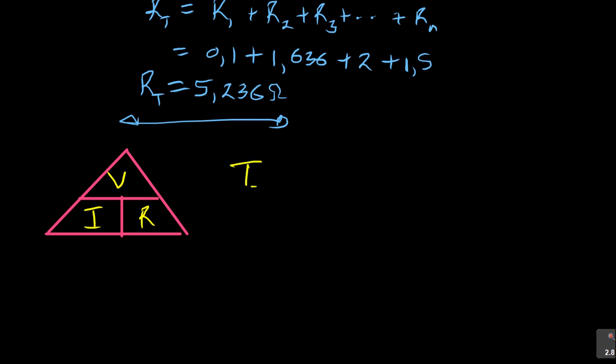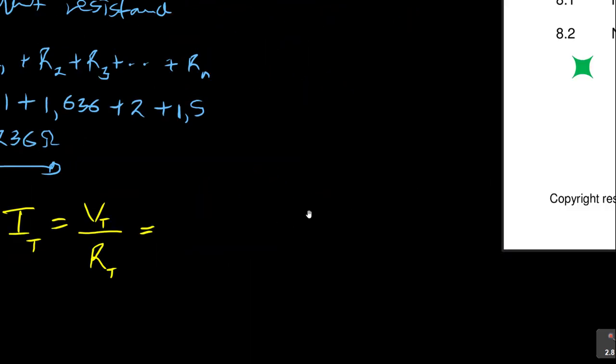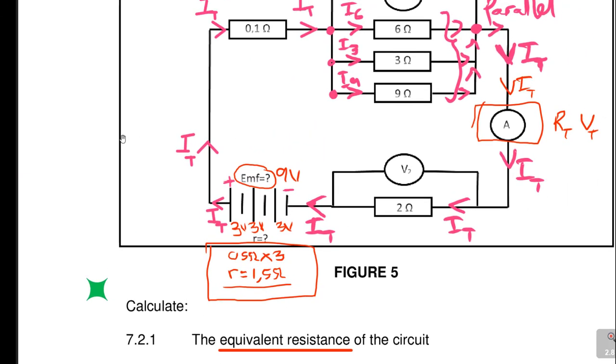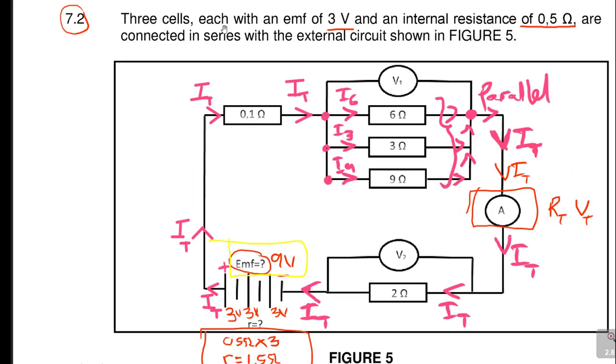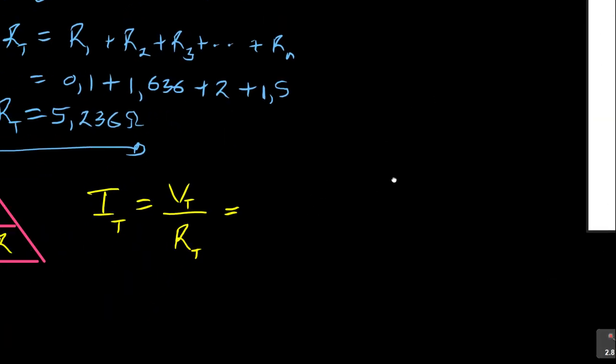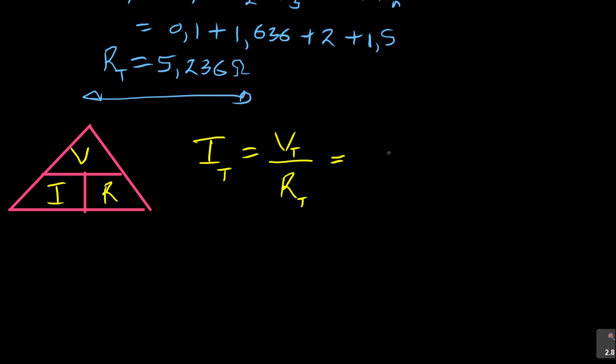So in this case, they want current. Current is voltage over resistance. So total current is total voltage over total resistance. But what is total voltage? Did they give me total voltage? If it's VT, it means it's your EMF. Always remember, the total voltage there is represented by that EMF, where they say it's three cells, each with an EMF of 3 volts. Are you with me? So now I've got my VT, which is my EMF, over my RT, which is 9 over total resistance.